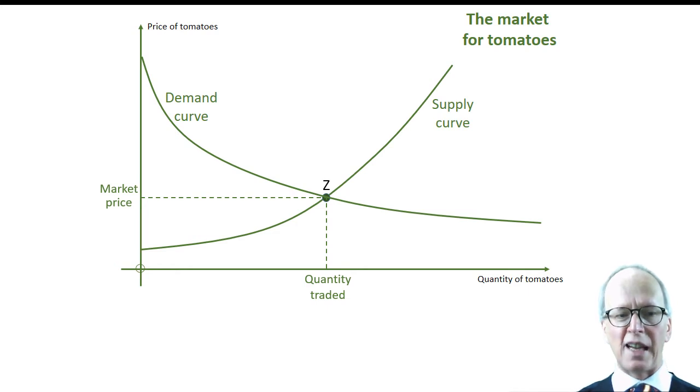We say that at Z, the market clears because the total amount which is demanded is equal to the total amount of the good which is supplied. After trading takes place then, there won't be any leftover goods which producers have been unable to sell, but nor will there be any shortage, with consumers wanting to purchase more of the good at the current price.